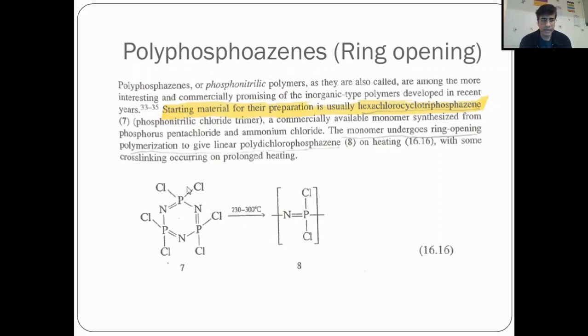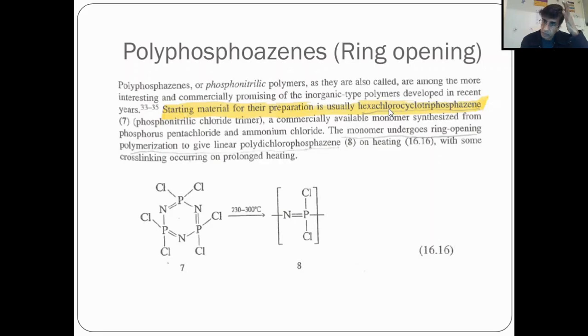How many Cl do you have here? 1, 2, 3, 4, 5, 6. That is why it is called hexachlorocyclo. Why cyclo? Because this is cyclic, like a benzene ring, but instead of carbon we have phosphorus, nitrogen, phosphorus, nitrogen. Hexachloro, 6 chlorine; cyclo; triphos, 3 phosphorus, 1, 2, 3; phosphazene, 3 nitrogen, 1, 2, 3. That is why it is called hexachlorocyclotriphosphazene.